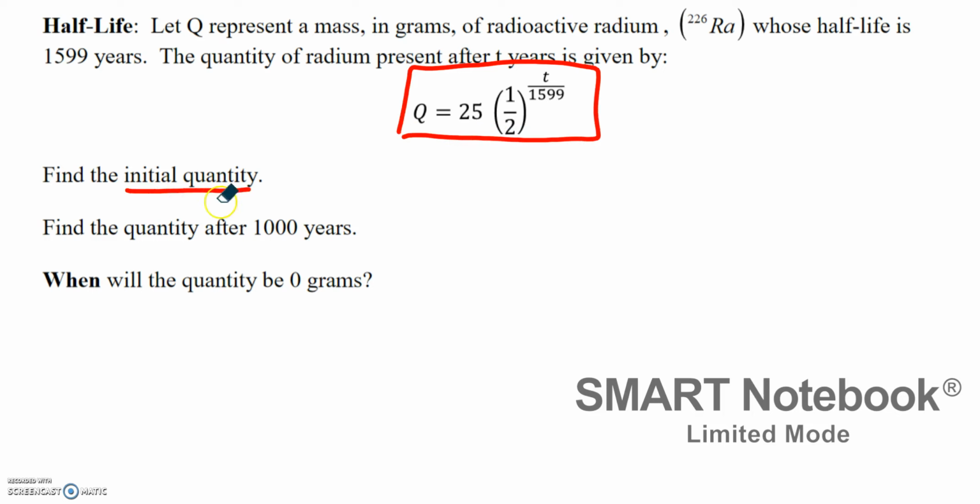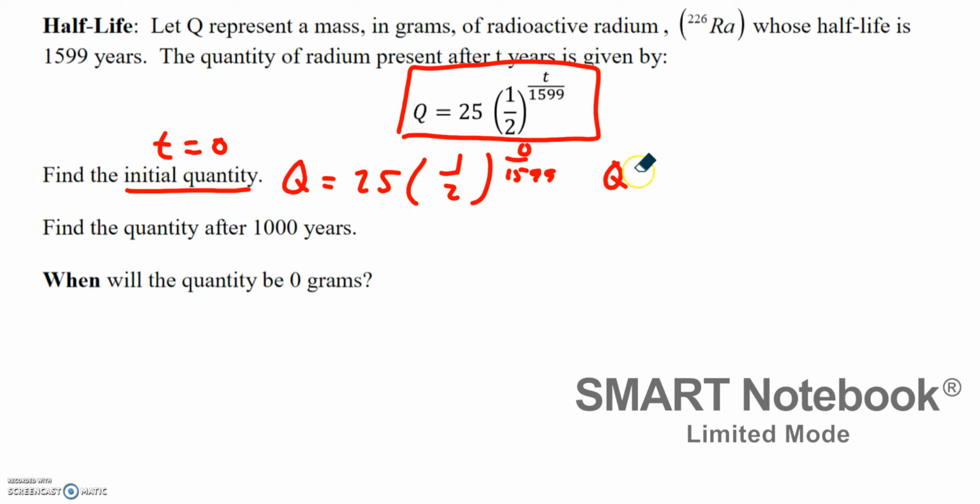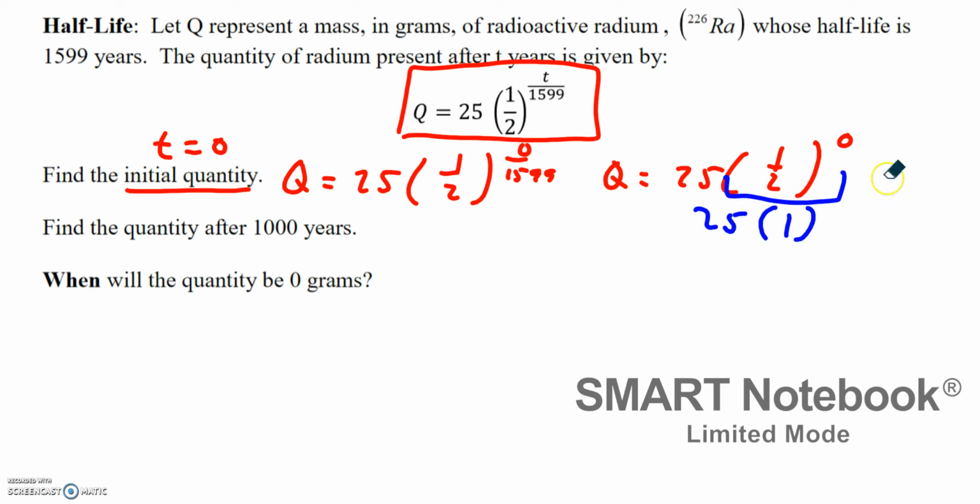When I see initial quantity, what that really means to me is that if it's initial, that means that no time has passed. So t equals 0. So if I'd like to find what the initial quantity was, or Q, I'm going to plug 0 in for t. So we'd have 0 over 1599. 0 divided by anything is 0. So Q equals 25 times 1/2 to the 0th power. Based on our exponent rules knowledge and the order of operations, I have to raise to a power first. 1/2 to the 0th, or anything to the 0th, is 1. So my answer is really 25 times 1, or 25 grams.